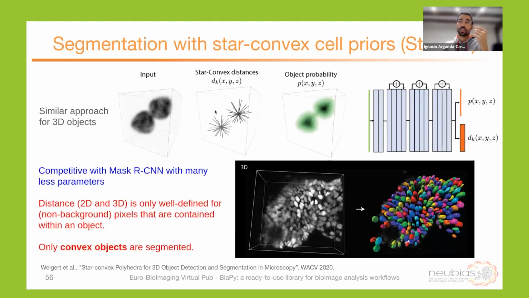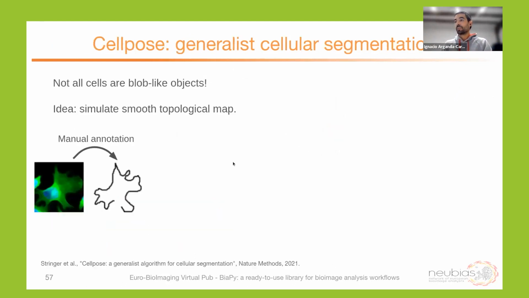So they show that this is actually competitive with Mask R-CNN, with many fewer parameters, but they also recognize the limitation, that it can only segment things that allow this ray representation, meaning that from the center you have to see the border. So it only segments things that are convex. Okay, and not all our segmentation problems are convex-like. No? So this is what the people from Cellpose said later. I said, okay, not all the cells that I need to segment are blob-like objects.